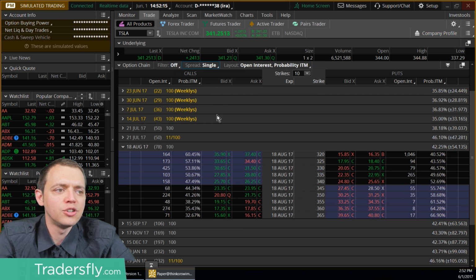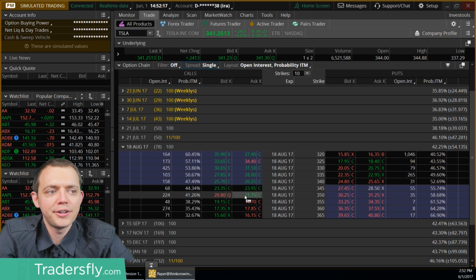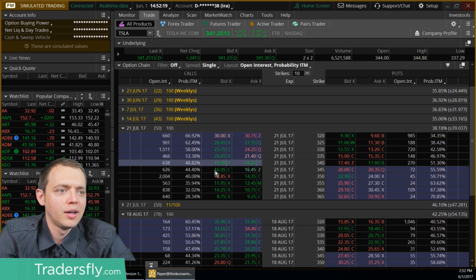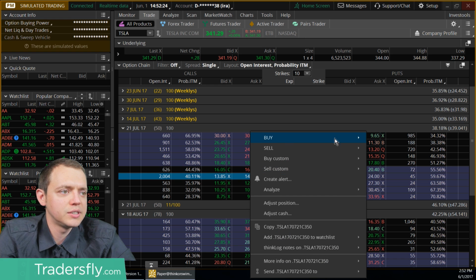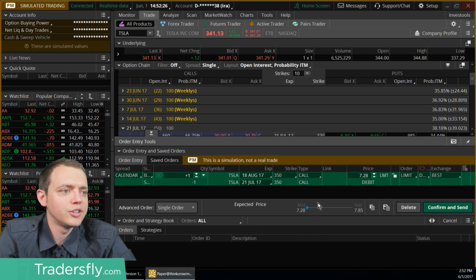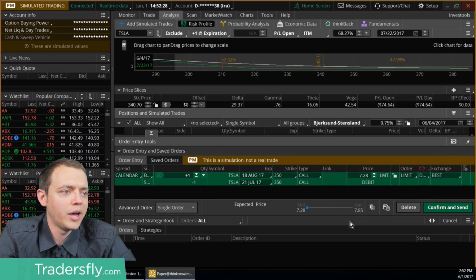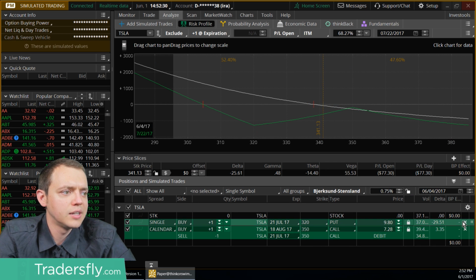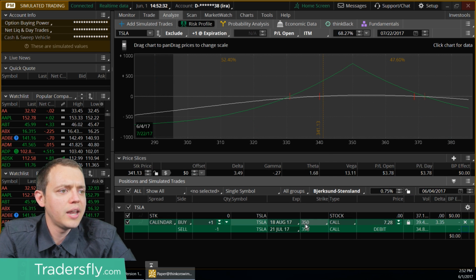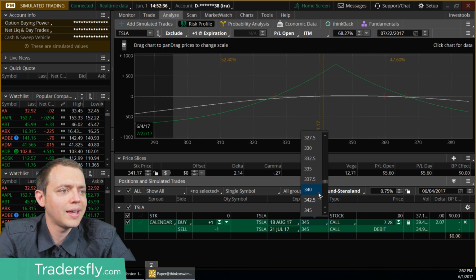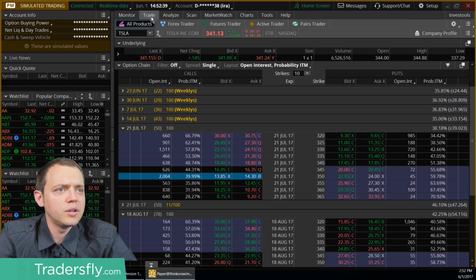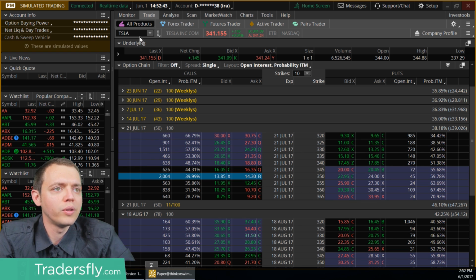For me, typically I do a single, and even if I'm putting on a calendar, I'll go ahead and say, okay, well, I'll go to the 350 strike price and I'll buy a calendar, and I'll select that, and then I can go ahead and analyze the trade. Let's get rid of that single position. And now I can make an adjustment to my prices if I want to move that calendar around. But with that being said, that's pretty much the basic pricing table or the options chain and how it works.